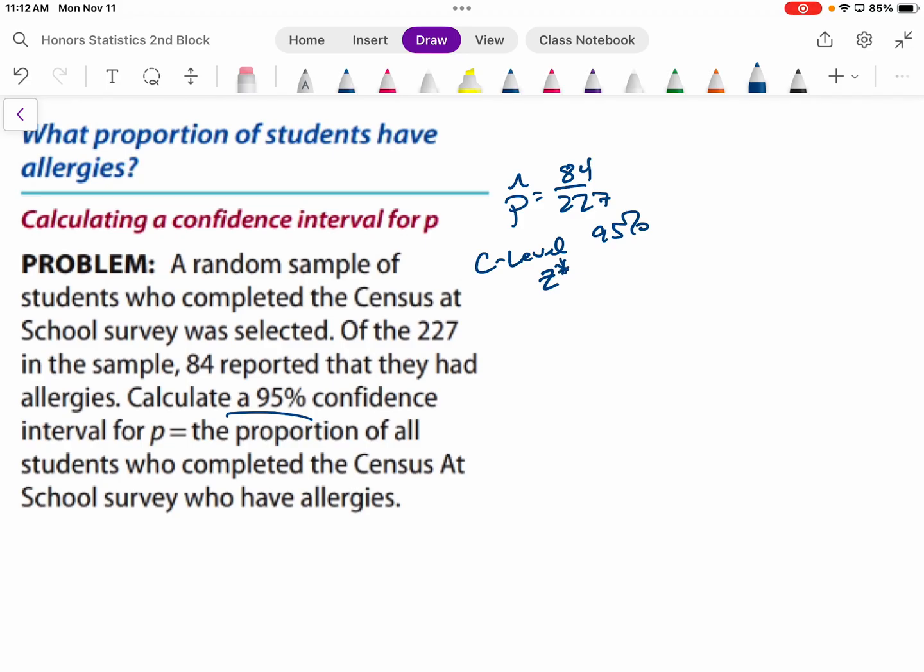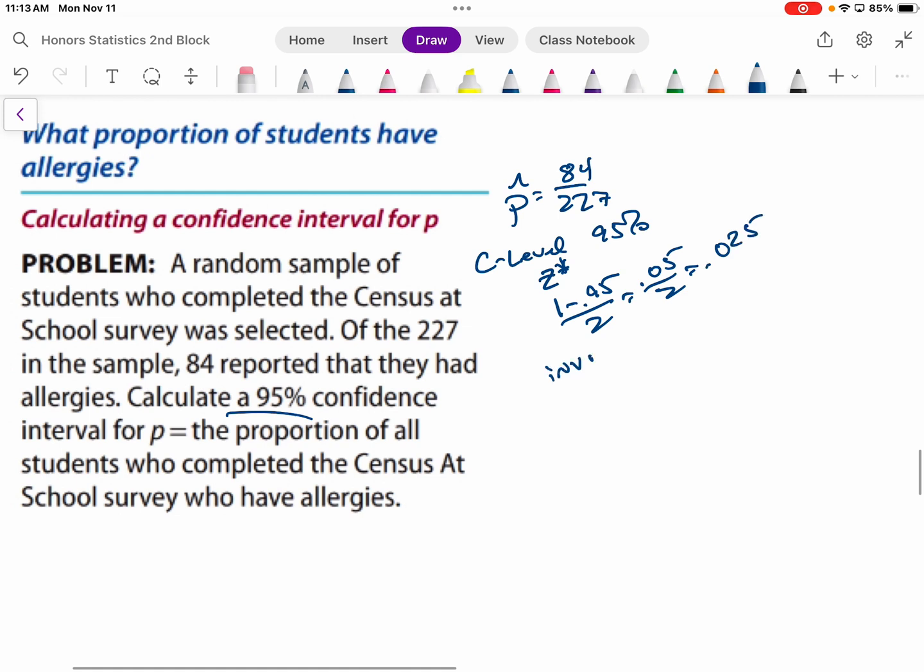Now, we haven't played with 95% yet, so we can't just scroll up and pick it out of one of the other problems. We need to do that one here. So we need to say, okay, what is (1 minus 0.95) divided by 2? So 0.05 divided by 2 is 0.025. And then I need to do an inverse norm of 0.025, 0, and 1.